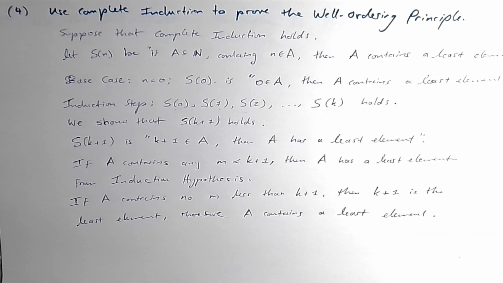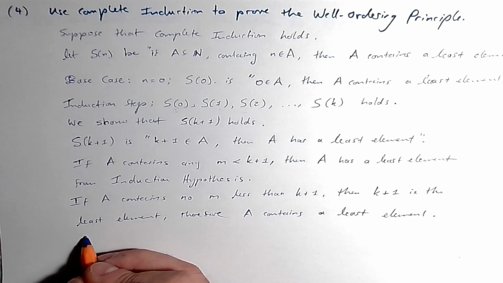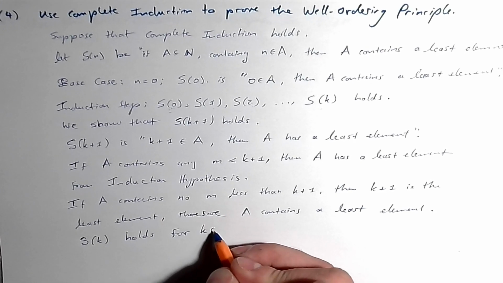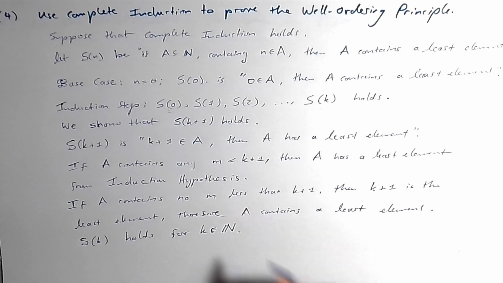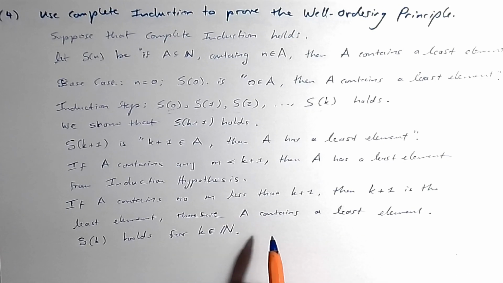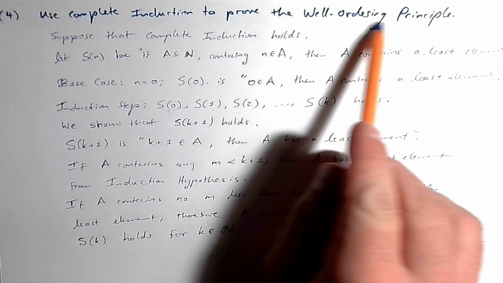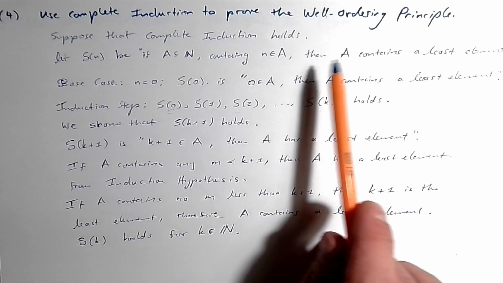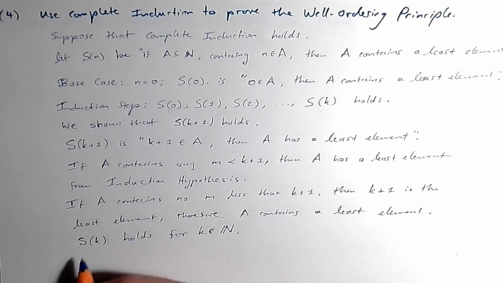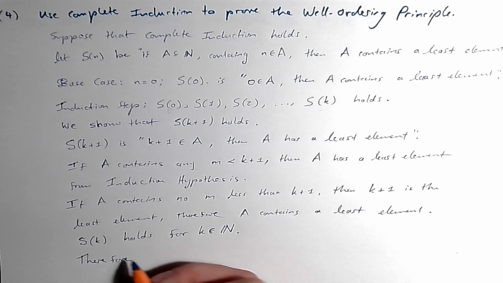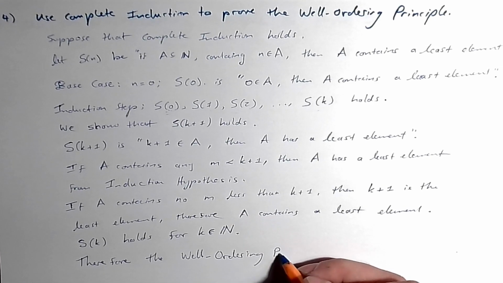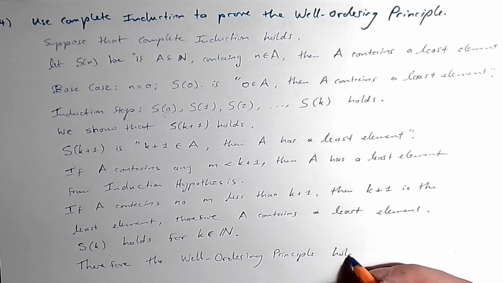So basically we've just showed the statement is true for any k that is a natural number. And the statement that we've shown to be true boils down to the well ordering principle, which says that for any subset of the natural numbers, we can always find a least element. So we can then conclude that the well ordering principle holds. Okay. And so I think that's a really nice result.